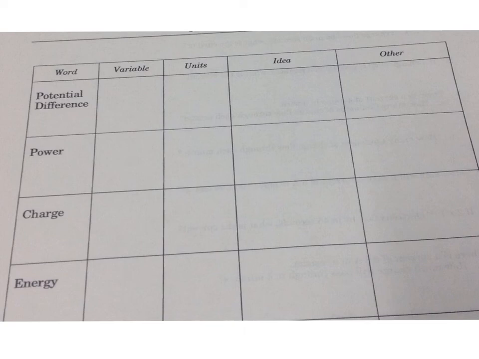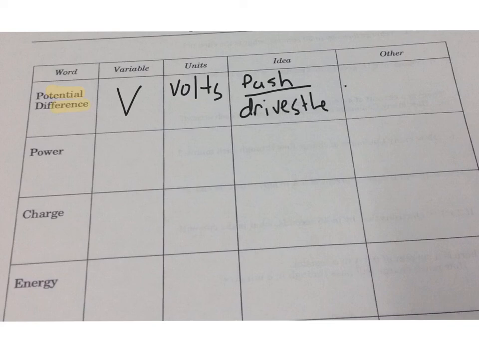Number one, we have seen the word potential difference used before. A couple of things that we're talking about on potential difference: we normally use a variable V, and we call this volts. The whole idea and concept here is that this is the push or the force that drives the flow of electrons. Okay, so that's what pushes your current.